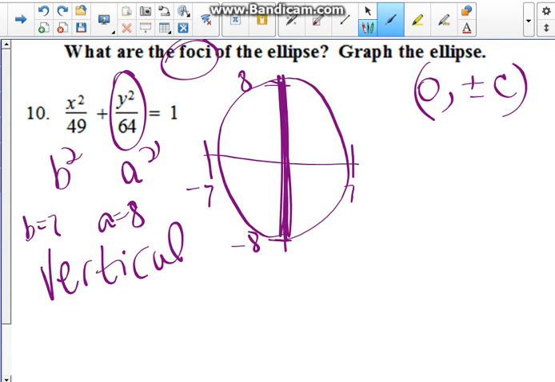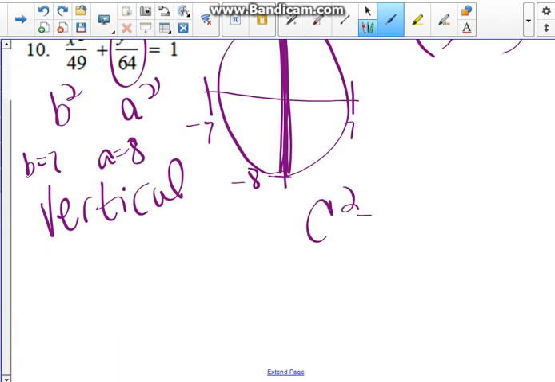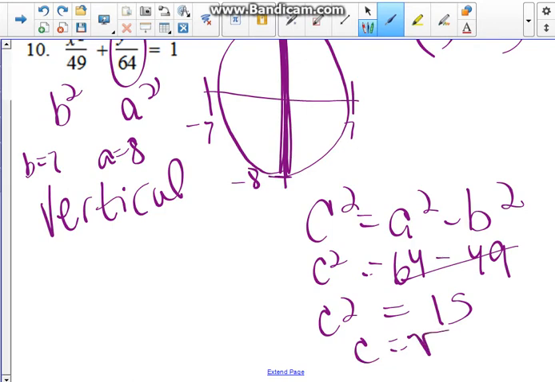So what we're looking for is the foci, which is 0, positive and negative c. So we need to find c. We've got a and b, which is 8 and 7 respectively, but now we need to find c. So we know from the c squared equals a squared minus b squared formula that we can plug in 64 minus 49 equals c squared. And 64 minus 49 is 15. So c squared equals 15, or c equals positive or negative radical 15.